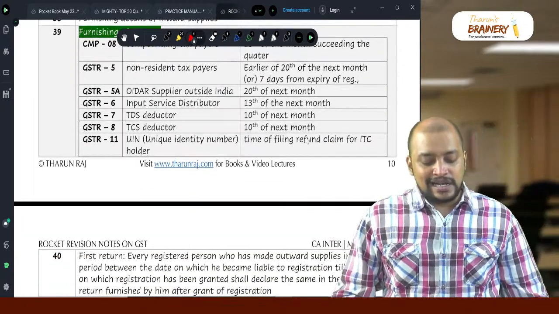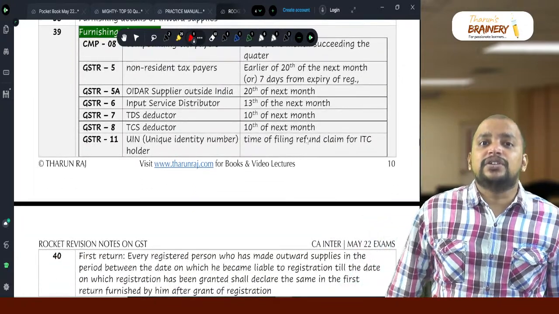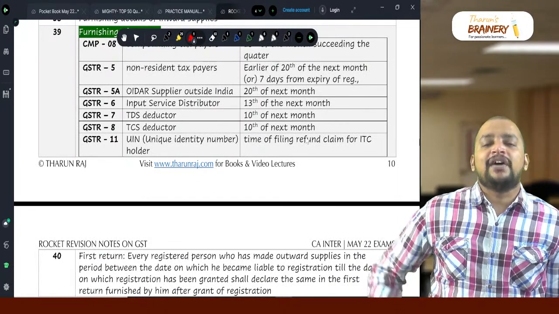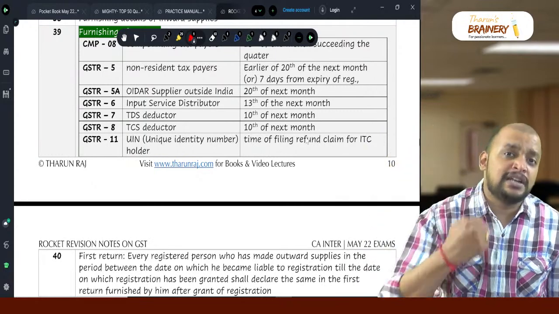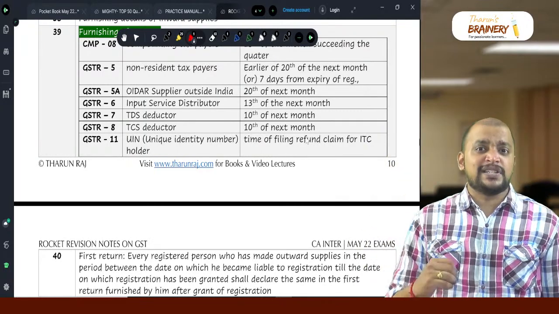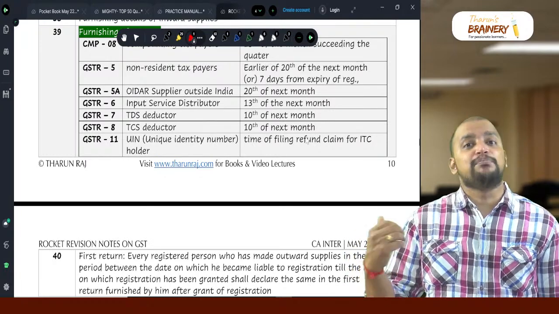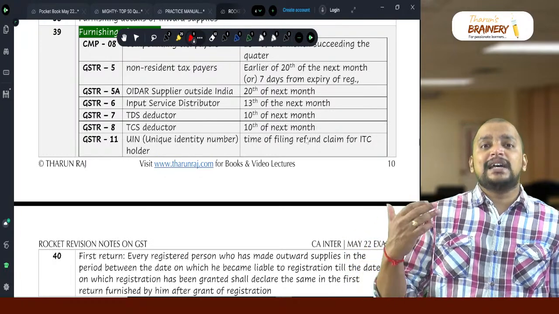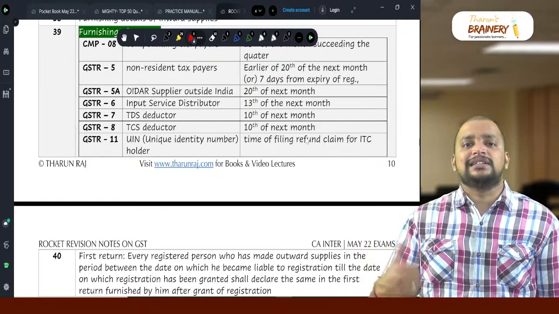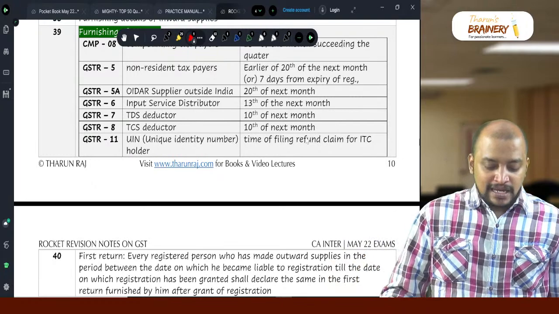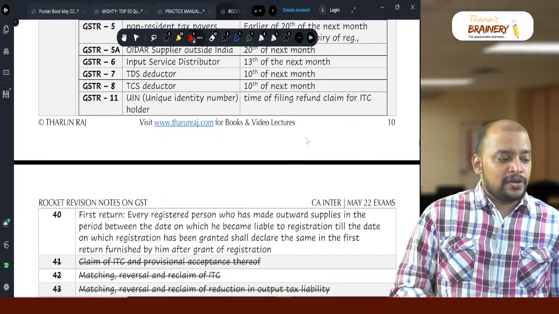Then GSTR 6 by input service distributor, ISD. So this input service distributor, the head office which avails the credit and distributes the credit to the branch offices, is known as ISD. They need to distribute it by 13th of the month following every month. Then GSTR 7 and GSTR 8 are TDS and TCS, same time limit, 10th of the month following every month. Then GSTR 11, UIN holder.